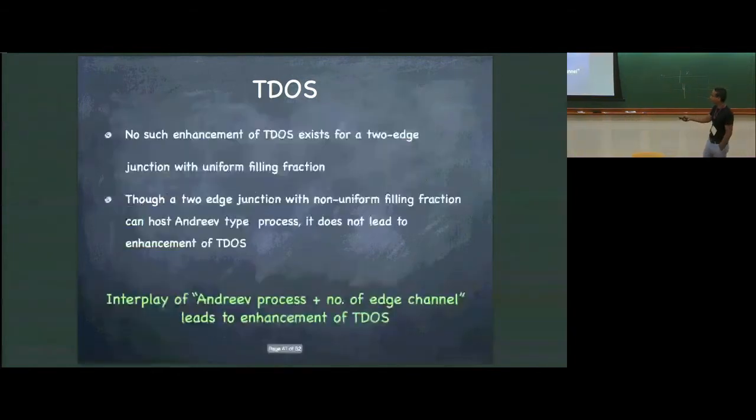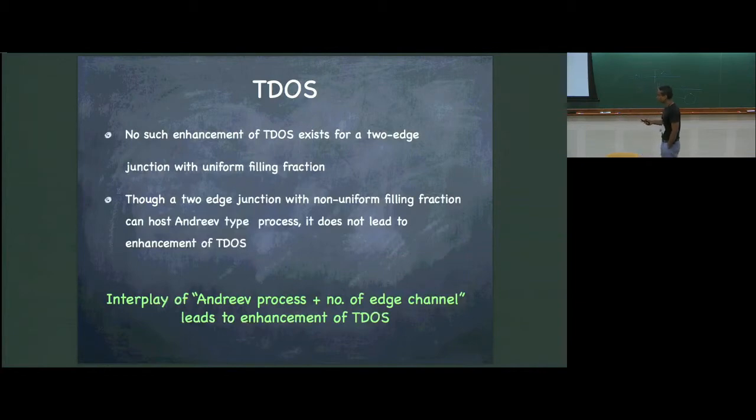Now, if you try to summarize, what we see is that no such enhancement of tunneling density of states happens for a 2-edge junction with a uniform filling fraction, as we saw. The other thing which we saw is that though a 2-edge junction with non-uniform filling fraction can host an Andreev type process, it does not lead to an enhancement of tunneling density of states. So a negative sign in the current splitting matrix is not enough to ensure that you will get an enhancement.